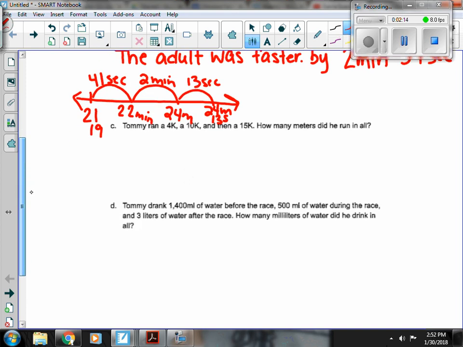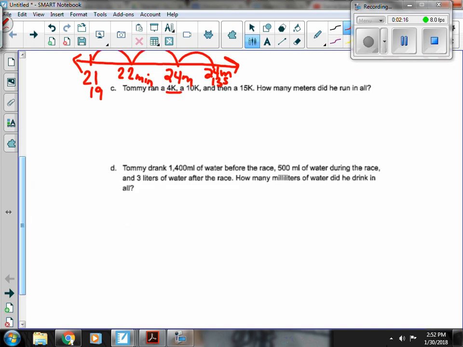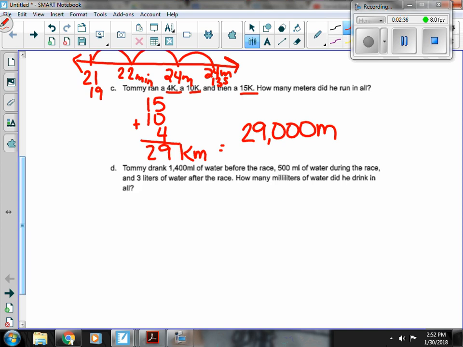Letter C. Tommy ran a 4K, a 10K, and then a 15K. How many meters did he run in all? Well, let's add them up. So Tommy ran 29 kilometers, which is the same as 29,000 meters.